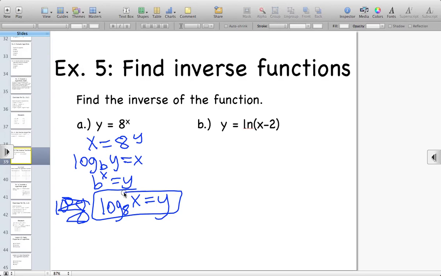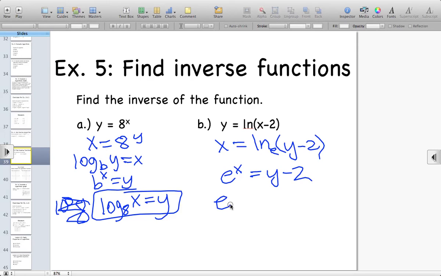All right. For example B, step 1, flip your x and your y. Remember that natural log means the base is e. So this is going to be e to the x is equal to y minus 2. So then add 2. So e to the x plus 2 is equal to y. So a natural exponent equation here with a vertical shift of 2. Again, make sure you watch out for those parentheses.